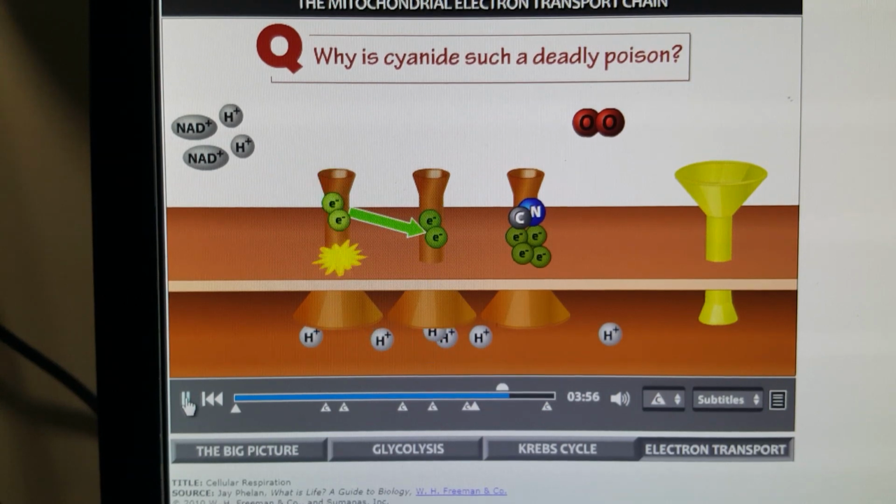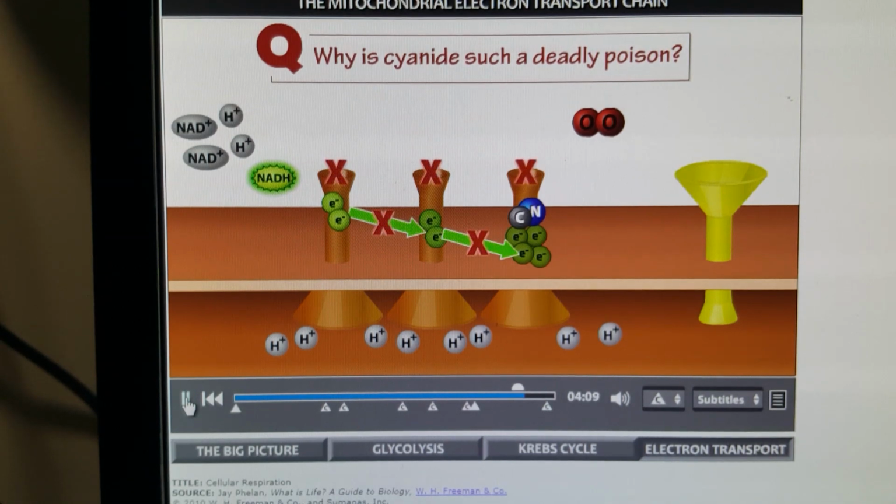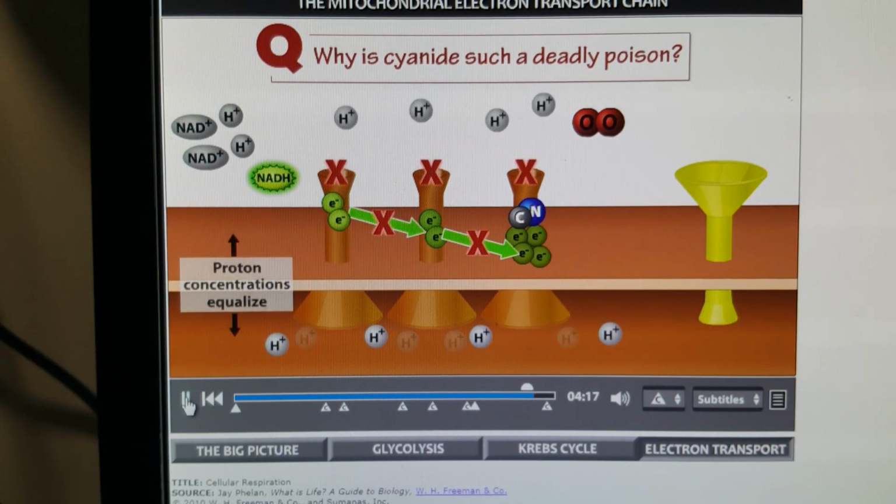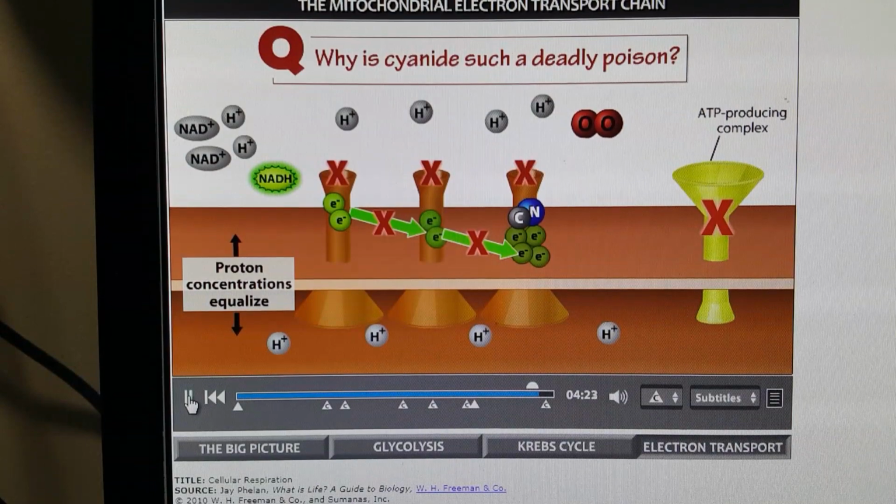However, with cyanide already bound, oxygen cannot grab the electrons at the end of the chain. Therefore, no new electrons from NADH can be added at the beginning. Under these conditions, electron transport and proton pumping grind to a halt. Without the active pumping of protons to one side of the membrane, the proton concentrations on both sides soon equalize. No longer do protons rush through the ATP producing complex, and no more ATP is produced. Cells can't live long on the small quantity of ATP made by glycolysis. So, without the ATP that comes from the electron transport chain, cells die.